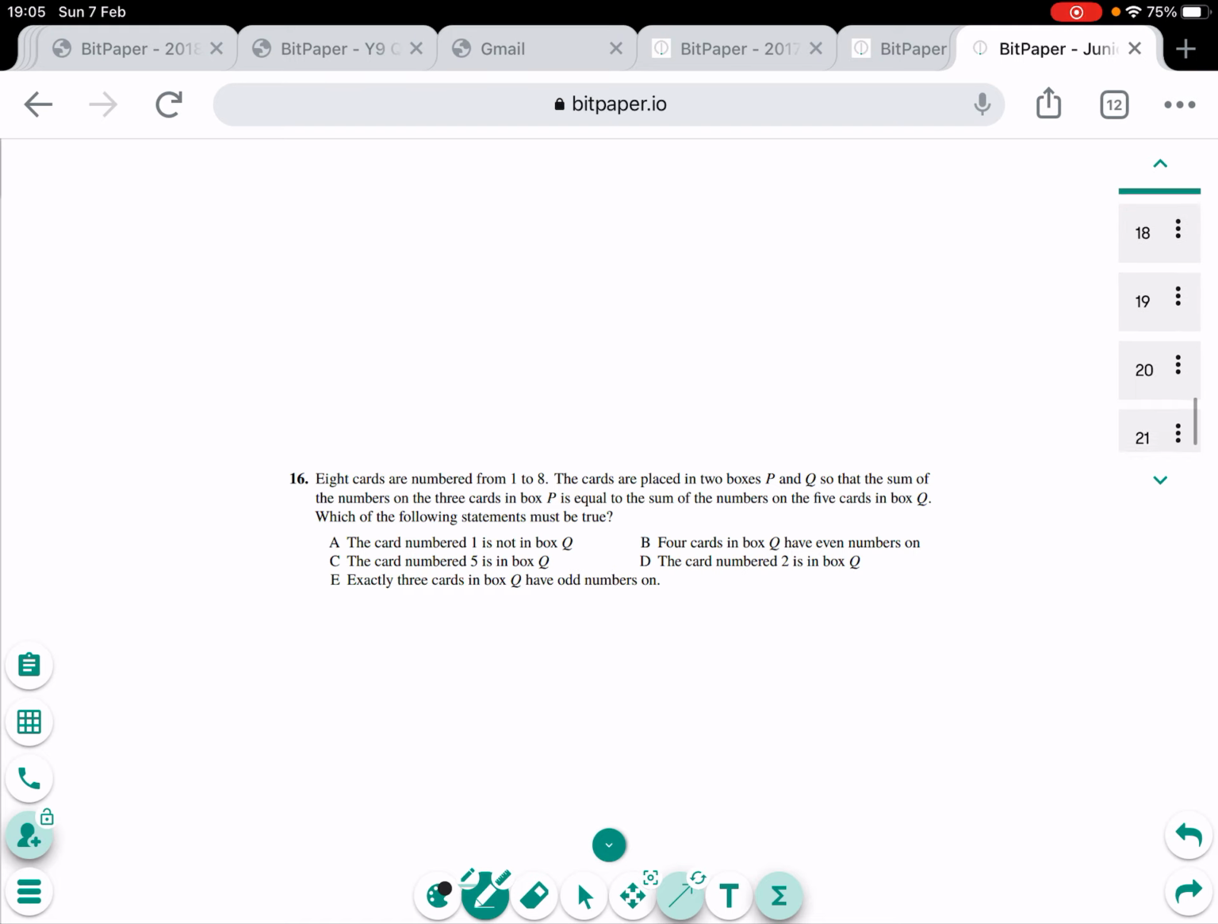For question 16, it says 8 cards are numbered and the cards are placed in 2 boxes, P and Q, so that the sum of the numbers on the 3 cards in box P is equal to the sum of the numbers on the 5 cards in box Q.